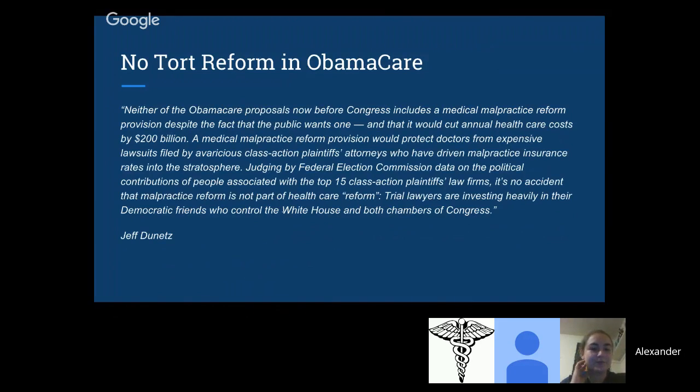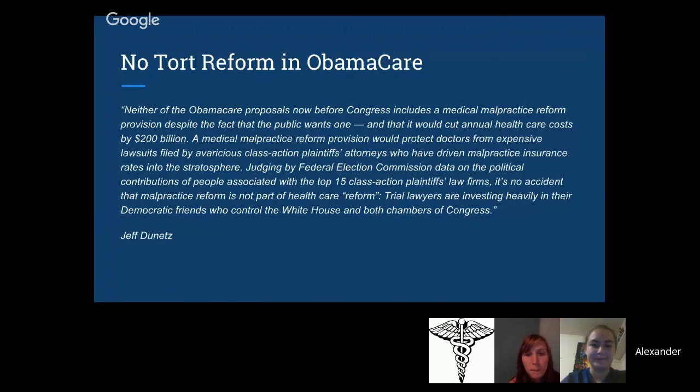Okay, so the basic outline of this slide: Obamacare was the reform that Obama had, and neither of the Obamacare proposals now before Congress includes a medical malpractice reform provision. Basically the people want one in there, but it was omitted from Obamacare.